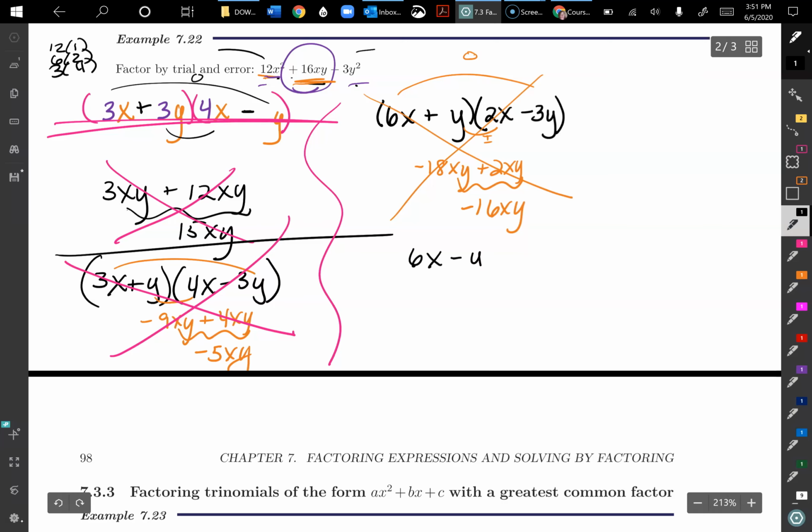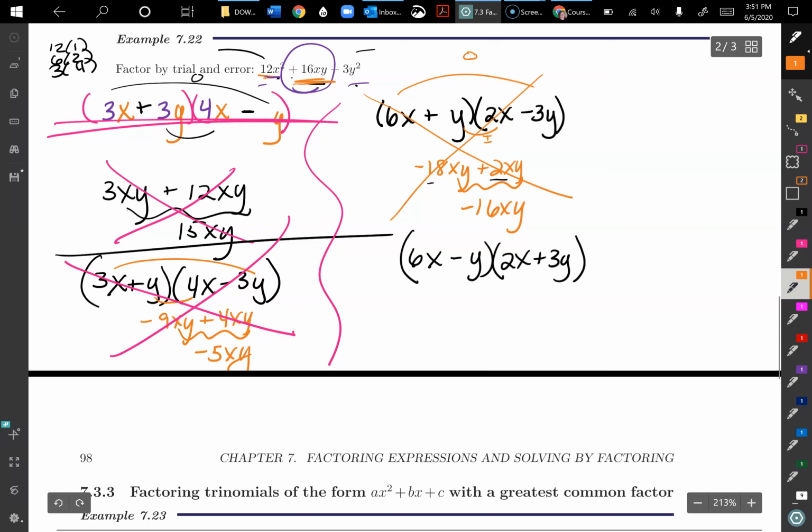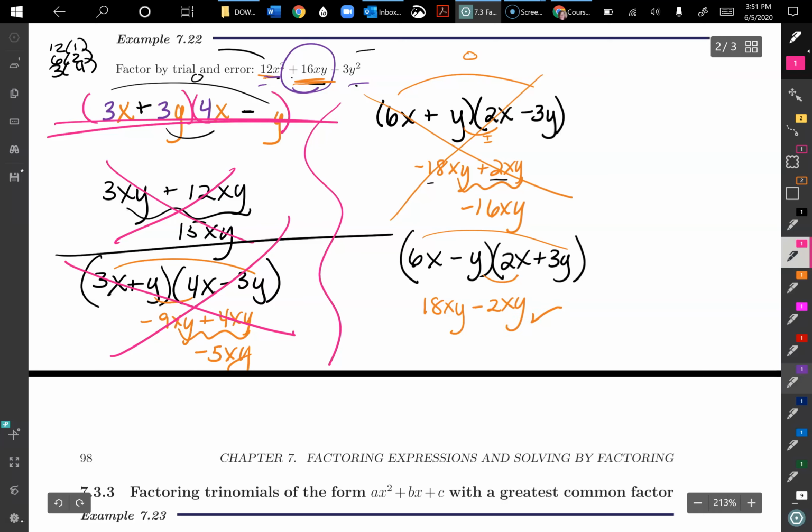So I have 6x minus y because I need that to be negative and this to be positive. So then I have 2x plus 3y. So then when I check that middle term, the outsides, I get a positive 18xy. And for the inside, I get a negative 2xy. So there it is. I got it. So happy about that. That's kind of a long and challenging problem.